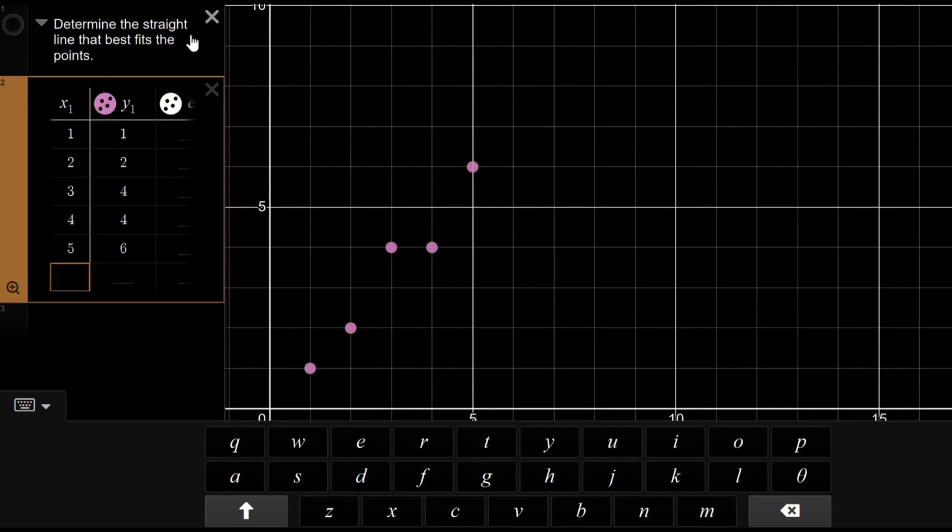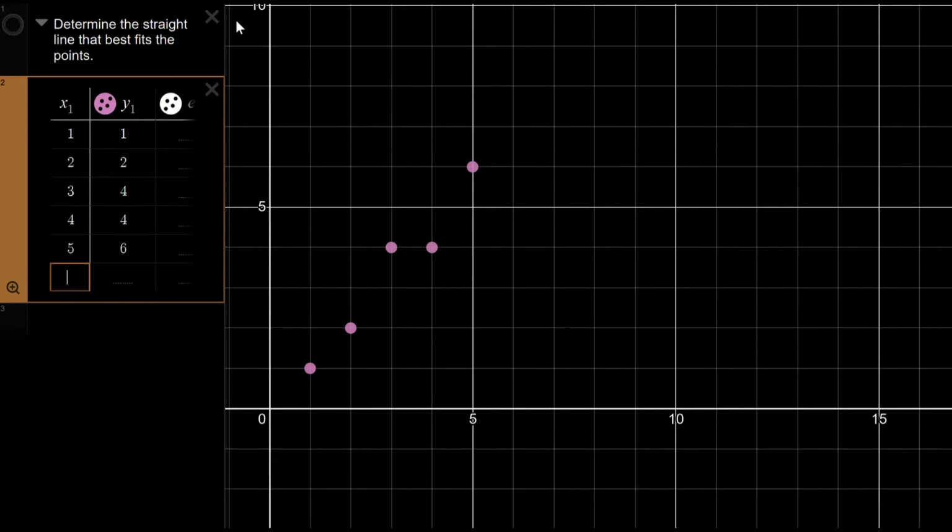Let us try to determine the straight line that best fits the points (1, 1), (2, 2), (3, 4), (4, 4), and (5, 6). All these points are plotted here with an x-axis and a y-axis. For the data plotted here, we are trying to fit the line of best fit.